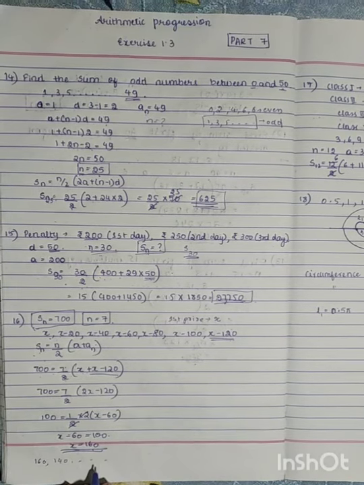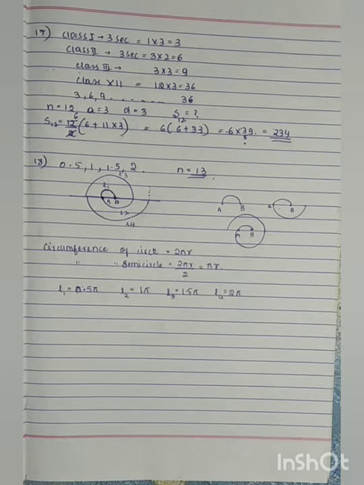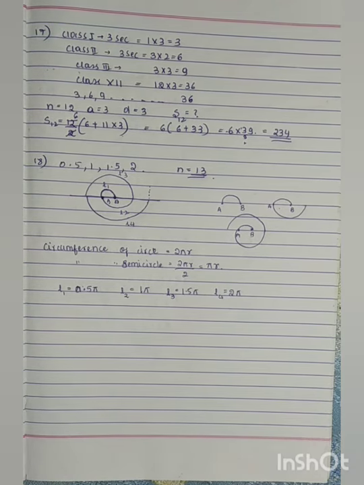Okay, so now the 17th question, which reads: in a school, students thought of planting trees in and around the school to reduce air pollution. So it was decided that the number of trees that each section of each class would plant will be the same as the class in which they are studying. Like if it is section A of class 1, it will plant only 1 tree.